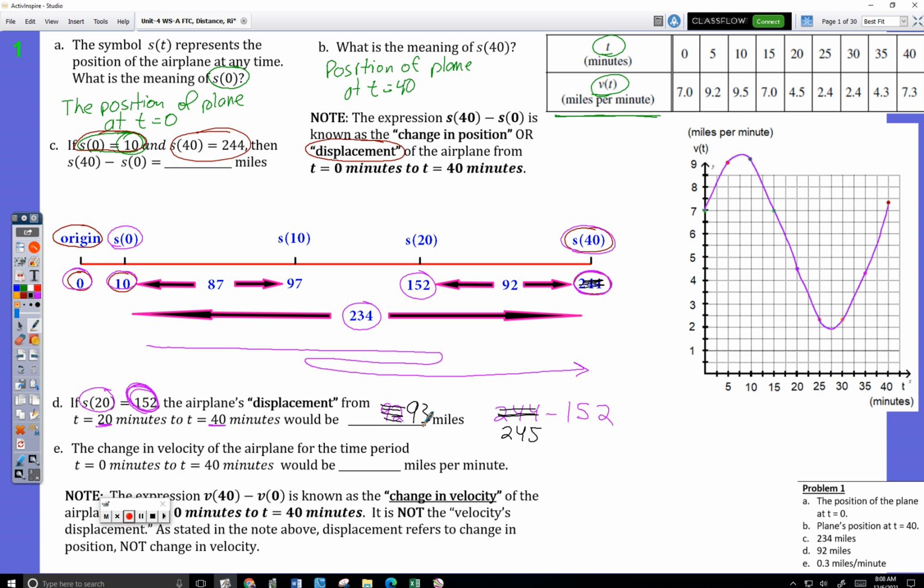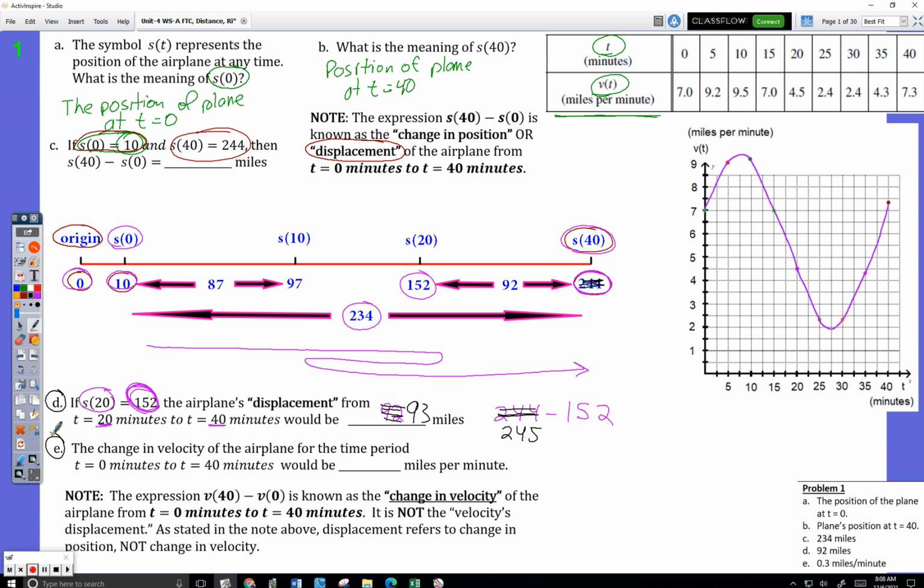Questions? Cool, pretty simple. Okay, just like we can find here, we can calculate the plane's change in position. We can also calculate the change in velocity from one time to another.